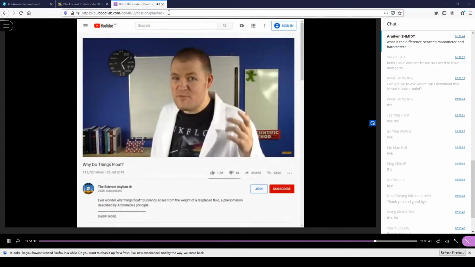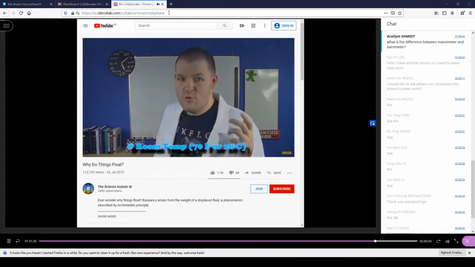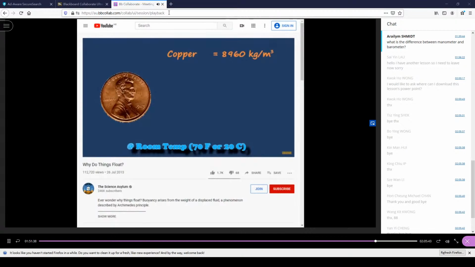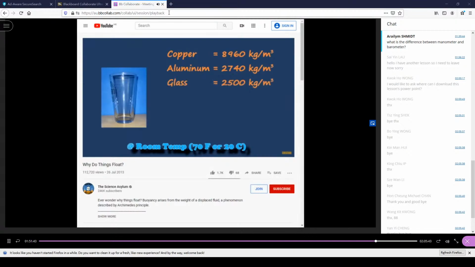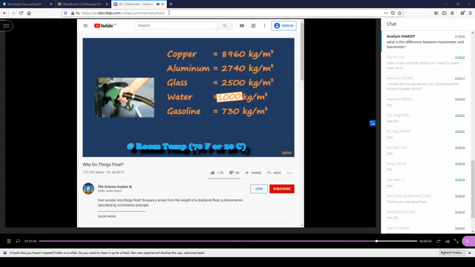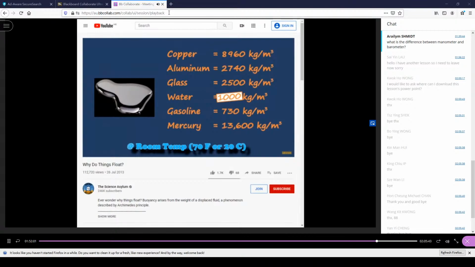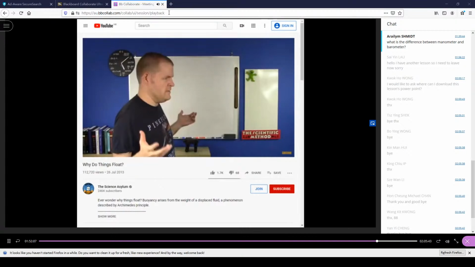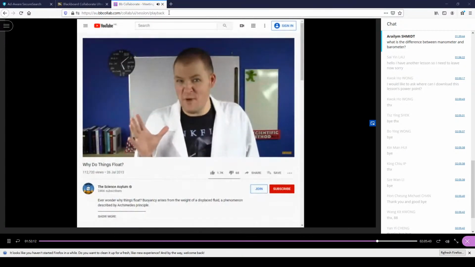Now, density can vary a little bit with temperature, so the examples I'm about to give you are at room temperature. Copper is 8,960 kilograms per cubic meter. Aluminum is 2,740 kilograms per cubic meter. Glass is just under that at about 2,500 kilograms per cubic meter. Water is 998 kilograms per cubic meter, which we usually round to 1,000 to keep it a nice round number. Gasoline, 730 kilograms per cubic meter. And last but certainly not least, mercury sits at about 13,600 kilograms per cubic meter. Holy mercury, Batman! I know, right? That's just crazy! Larger numbers for density means the substance is better at fitting into a small space.